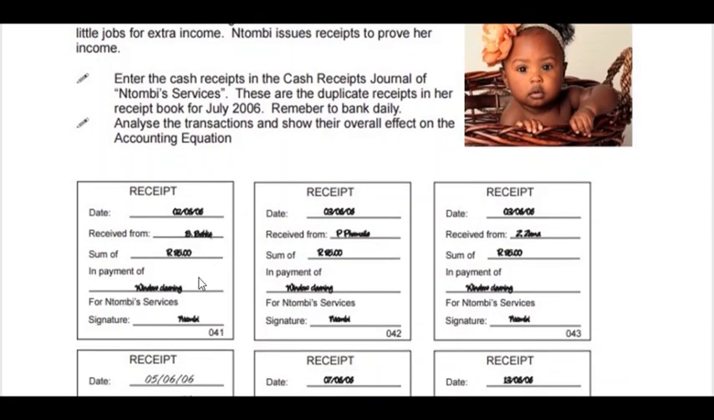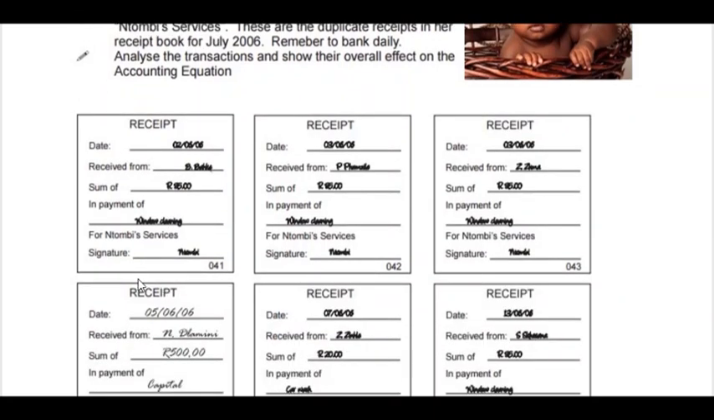I know you can't see very clearly here, but if you've got your textbook with you, you would be able to see it more clearly. Okay, so the date of the receipt was the 2nd of June 2006. We received it from B. Bucky. Okay, B. Bucky. And the amount was 85 Rand. I wish you could see clearer here. It's in payment of window cleaning. Okay, so we know we received money for cleaning windows, and Ntombi signed it. Then you will see there's a little number here at the bottom. That number refers to the receipt number.